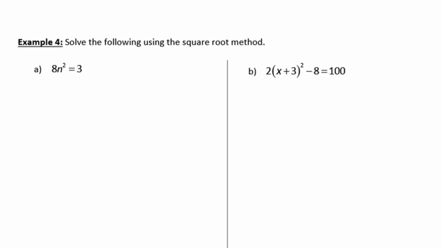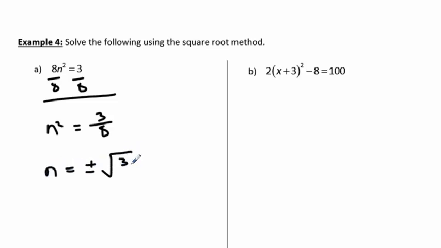Example 4. We've got a few more problems to solve using the square root method. N squared. So the 8 is not part of the n squared, so we're going to divide the 8 over. So that gives us n squared equals 3/8. Take the square root of both sides, you get n equals plus and minus the square root of 3/8. The square root of 3/8 is not simplified.